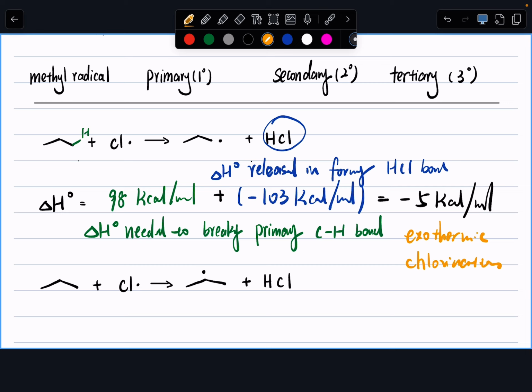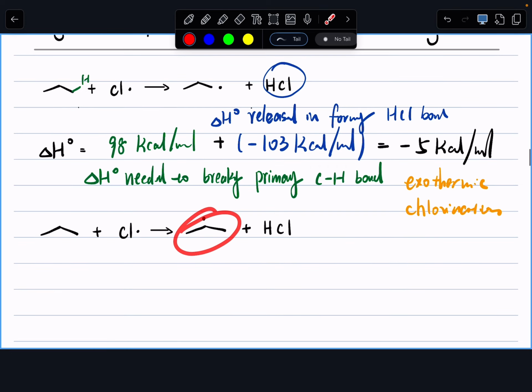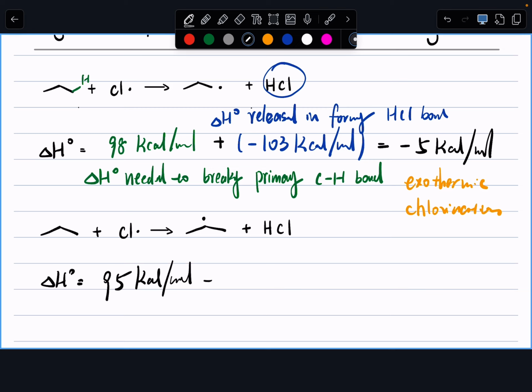All right, we can do the same for the secondary hydrogen atom abstraction. So that's delta H naught. Now we have the breaking of my secondary CH bond, which is a smaller number, plus the negative 103 kilocal per mole. This number is the same because in both cases we're forming the new HCl bond. And it's exothermic by 8 kilocal per mole. This also fits our expectation, right? It's easier to break a secondary CH bond.